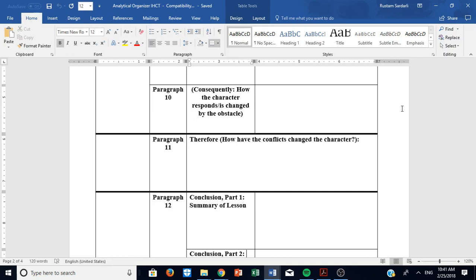Now, again, this is after all of these obstacles and consequences, what is the overall change in the character. Okay, and that's how it's going to be distinguished a little bit from the consequently paragraphs.